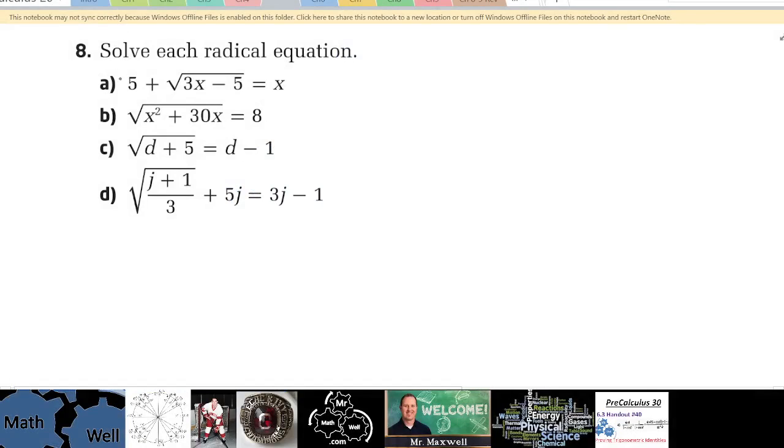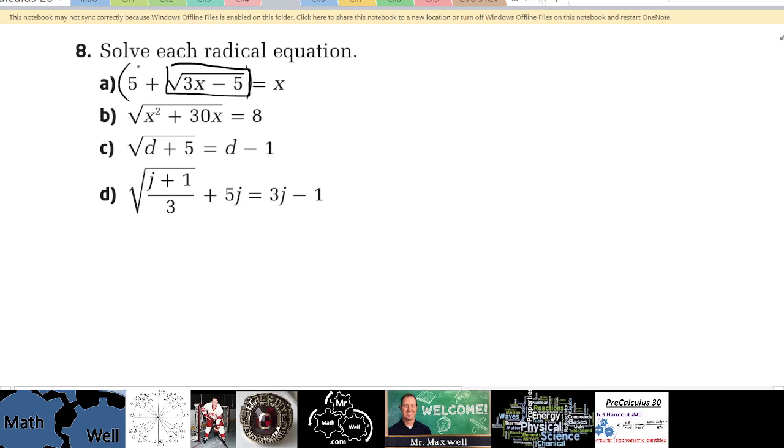Okay, so let's take a look at 8a here. I've had a lot of you asking me about this. What you want to remember with 8a is that you want to try and get the radical all by itself on one side, so that when you square it, your life is just a lot easier. You don't want to square a binomial with a radical in it. It's just going to be more work.